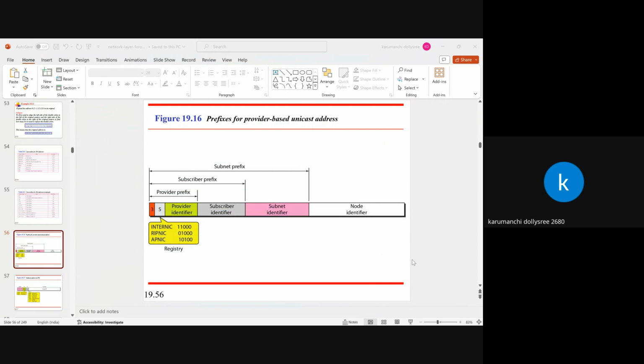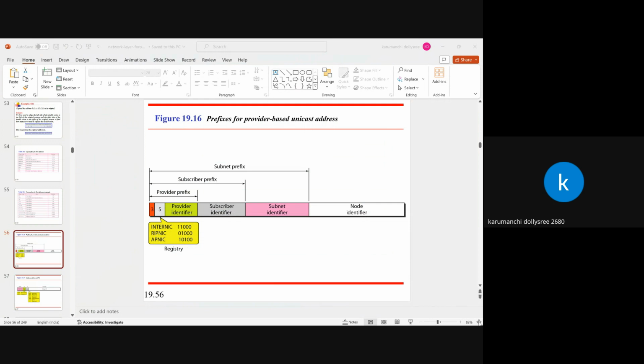Here the IPv6 version defines two types of unicast addresses: one is geographical based and the other is provider based. Now we are going to discuss the second type. The first type, geographical based, we will discuss later. Now we are going to discuss the provider based address, which is generally used by a normal host and is known as a unicast address here.